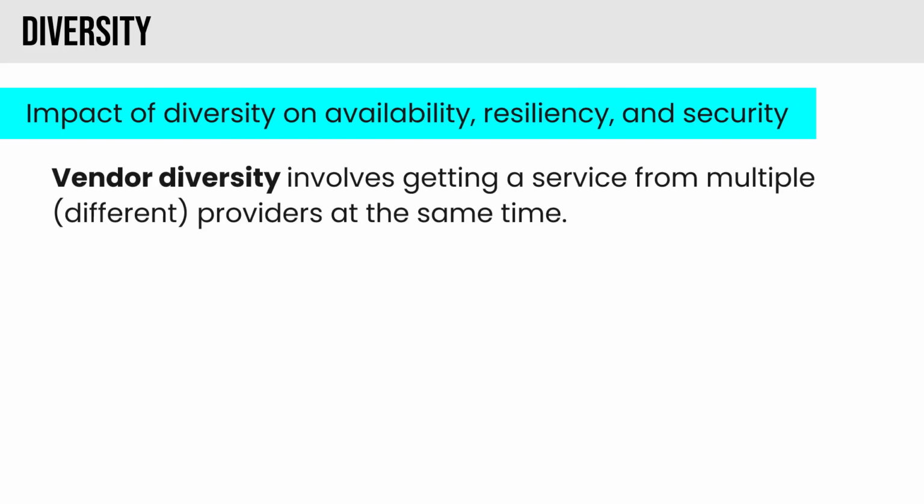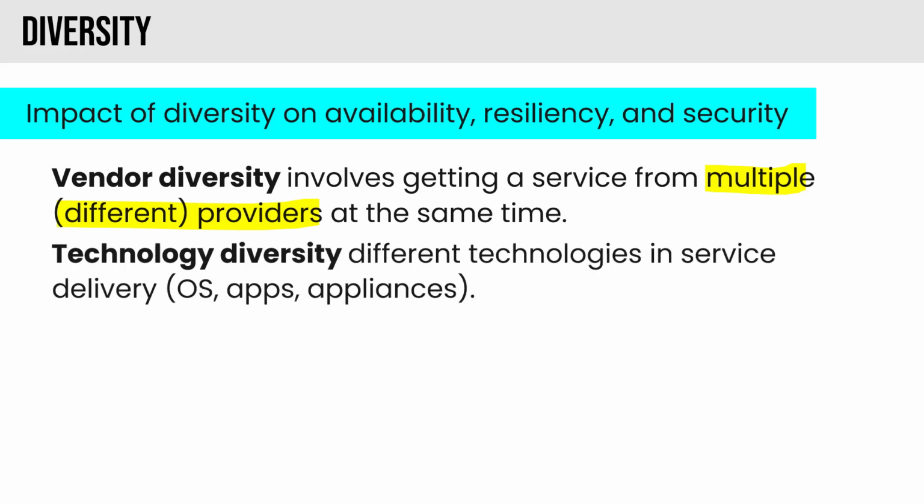So there is vendor diversity, which involves getting a service from multiple providers at the same time. So this would be really common on premises in contracting internet connectivity from multiple providers. Maybe you get one from Xfinity and then another from AT&T. So you have two lines, different providers, and that diversity provides greater resilience. Technology diversity, so different technologies in service delivery, different OSs, apps, appliances, etc.